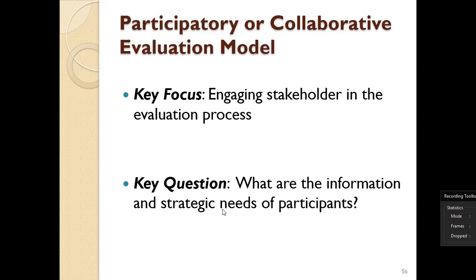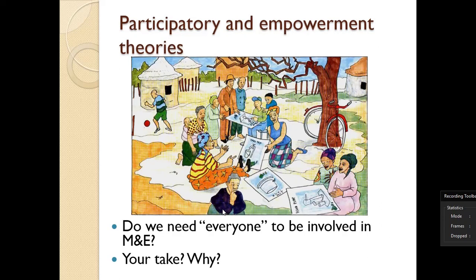Later on in other models we shall be looking at stakeholder analysis and so on. So the key question here is, what are the information and strategic needs of participants? And this is a picture that illustrates how different stakeholders can be involved at community level.